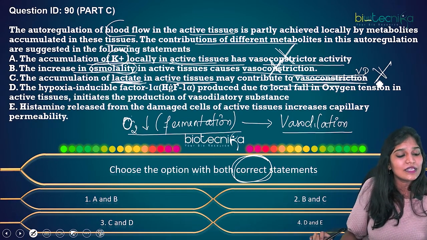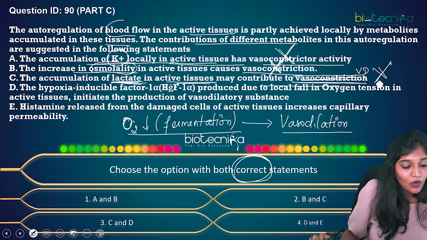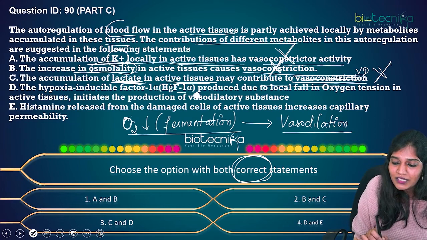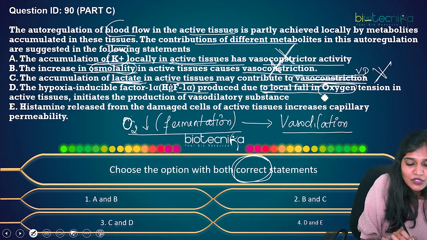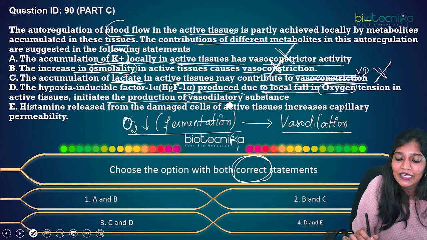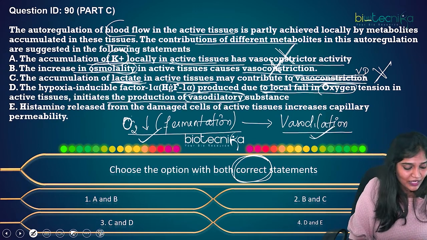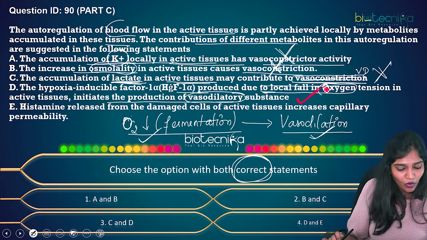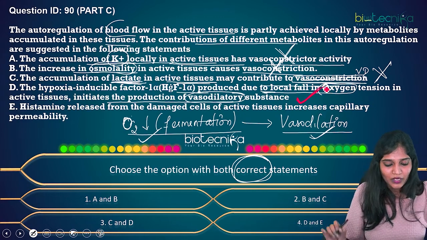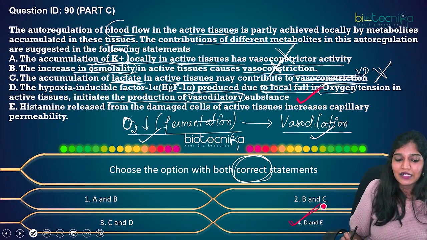Okay, let's look at statement number D. Hypoxia induced factor, which means hypoxia means oxygen is less. If oxygen is less, this factor will be produced. And because of this, it will produce what? Vasodilation. Yes, as I told you, when oxygen is less, it will always cause vasodilation. So this is actually a correct statement. So where are you seeing option D? Only in the third option and the fourth option. Let's keep it. So this is definitely going to be option number 4 because E is correct.